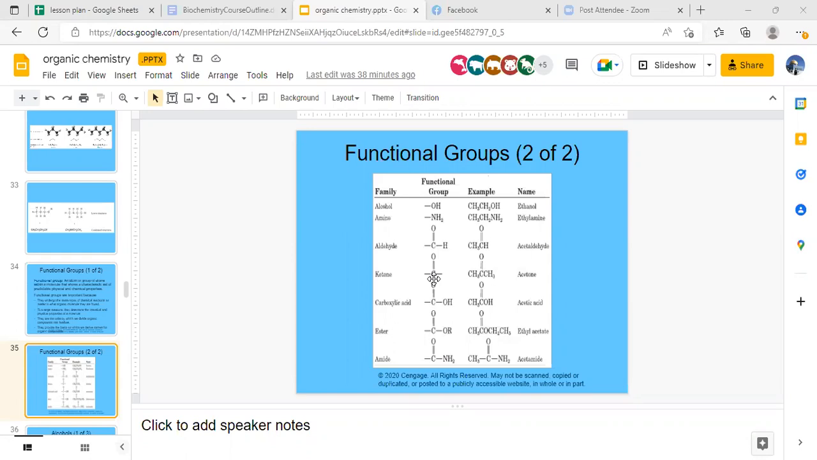Carboxylic acid, C double bond O, OH. So anong difference niya sa aldehyde? C double bond O, tapos instead of hydrogen, meron kang OH.